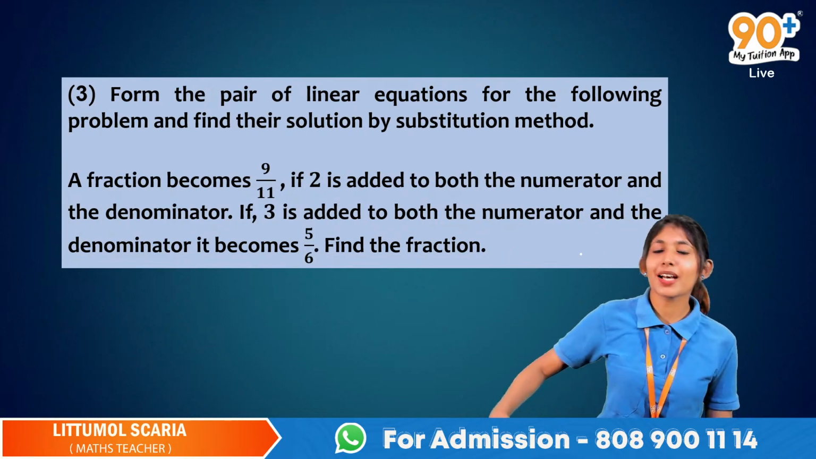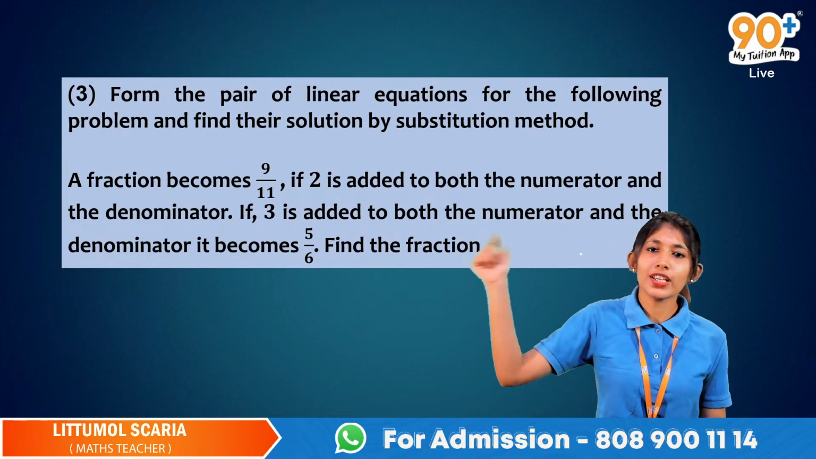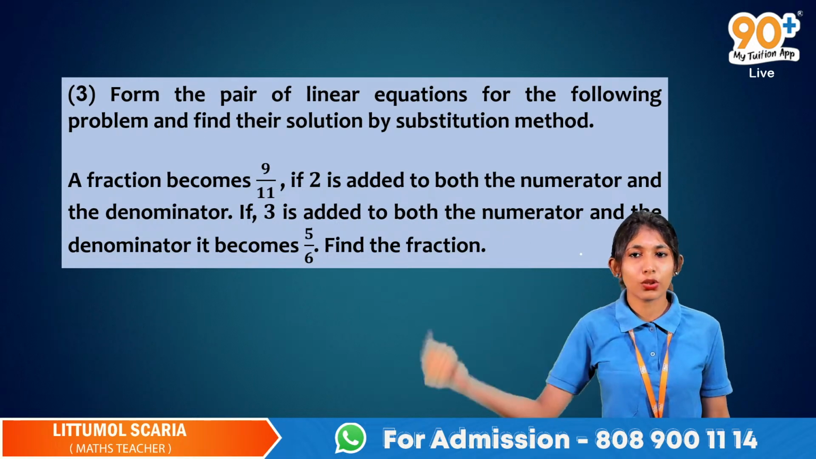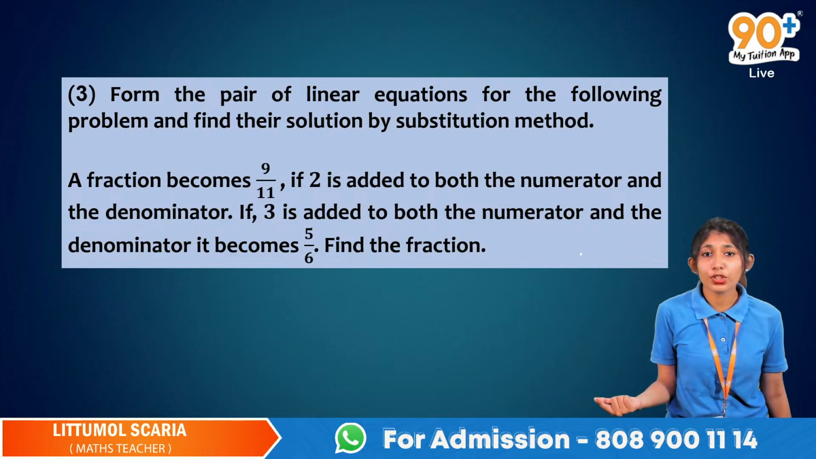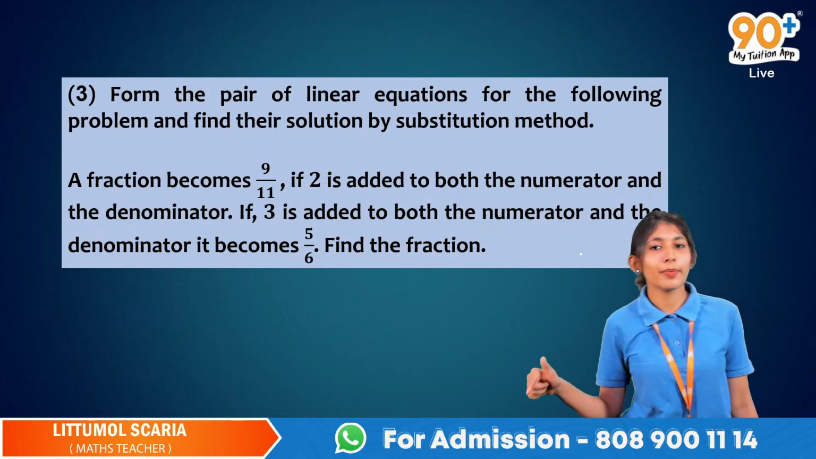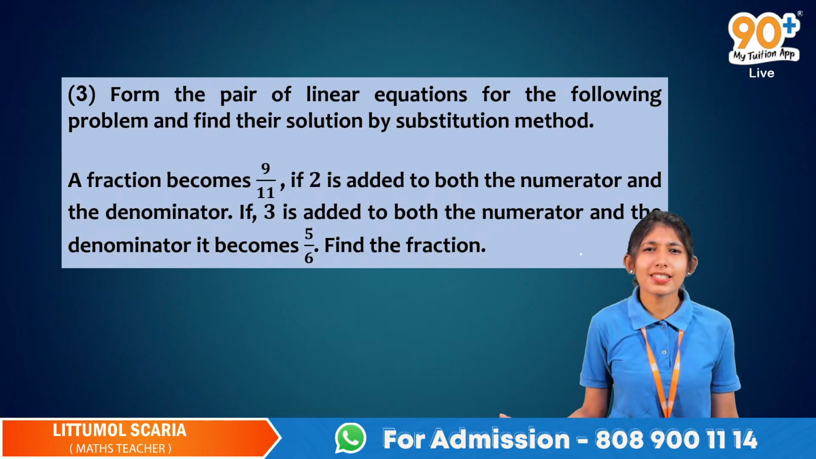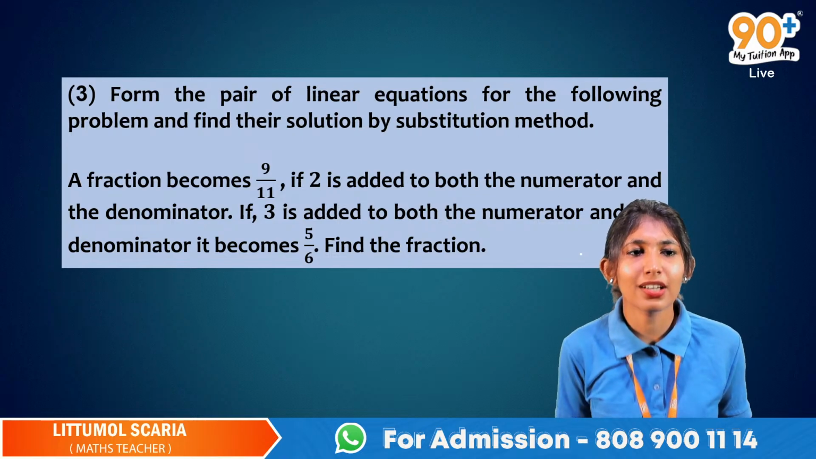A fraction becomes 9 by 11 if 2 is added to both the numerator and the denominator. If 3 is added to both the numerator and denominator, it becomes 5 by 6. Find the fraction.